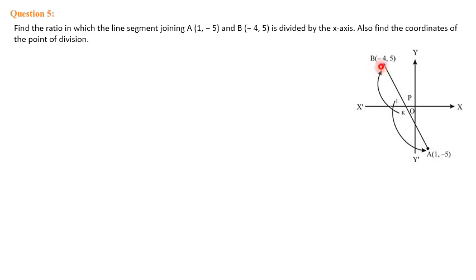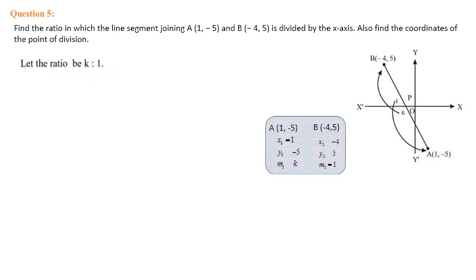Here the line segment AB is meeting the x-axis at this point P, and this point P is dividing the line segment in the ratio k is to 1. Once again, AB is a line segment meeting the x-axis at the point P, and P divides it in the ratio k is to 1. This is our assumption. Let the ratio be k is to 1.